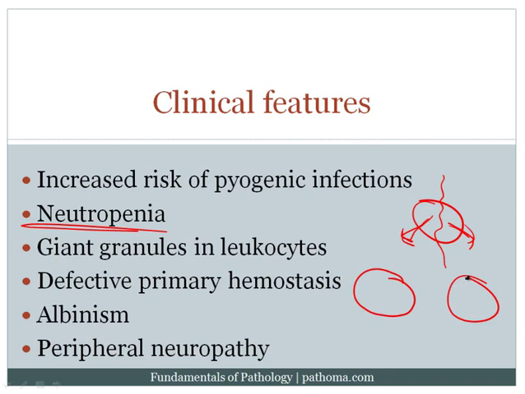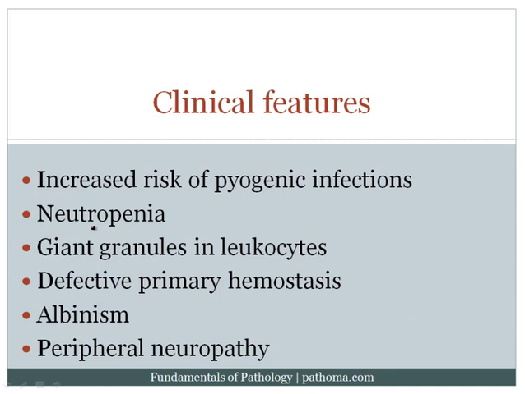However, if you're not able to move things around properly, you're not going to be able to divide properly, and therefore, because the neutrophils can't divide properly, there's a defect in generation within the bone marrow of neutrophils, and so these patients get neutropenia.